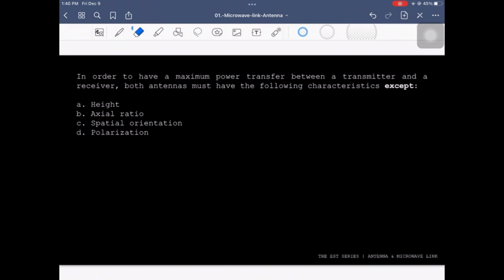And for our last problem, we have here an objective type of question. In order to have a maximum power transfer between a transmitter and a receiver, both antennas must have the following characteristics except kung binasa nyo kanina yung picture na pinakita ko, masasagot nyo to. Okay? So the answer for this question is A, the height.